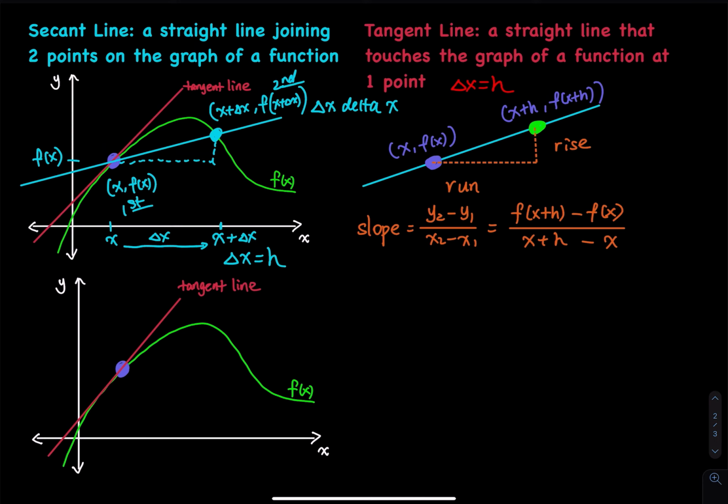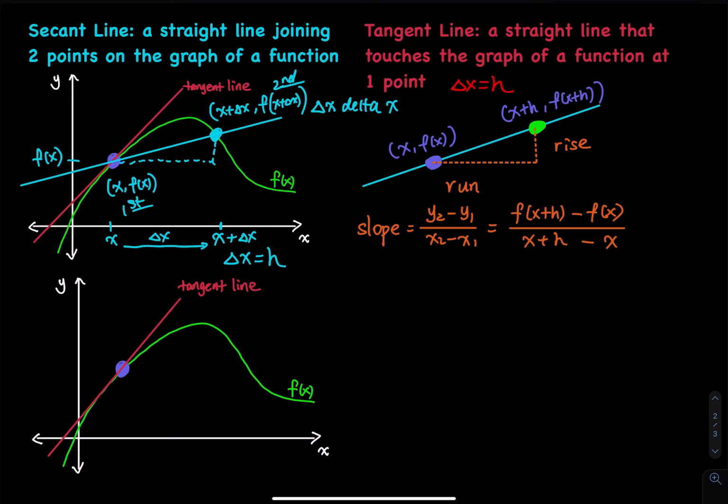Now, let's take a look at the line again. We have a tangent line in red. We have a secant line in blue. They are two different lines. They do not have the same slope, right? The slope of the tangent line is not equal to the slope of the secant line. That's correct, right? So how do you make them equal?